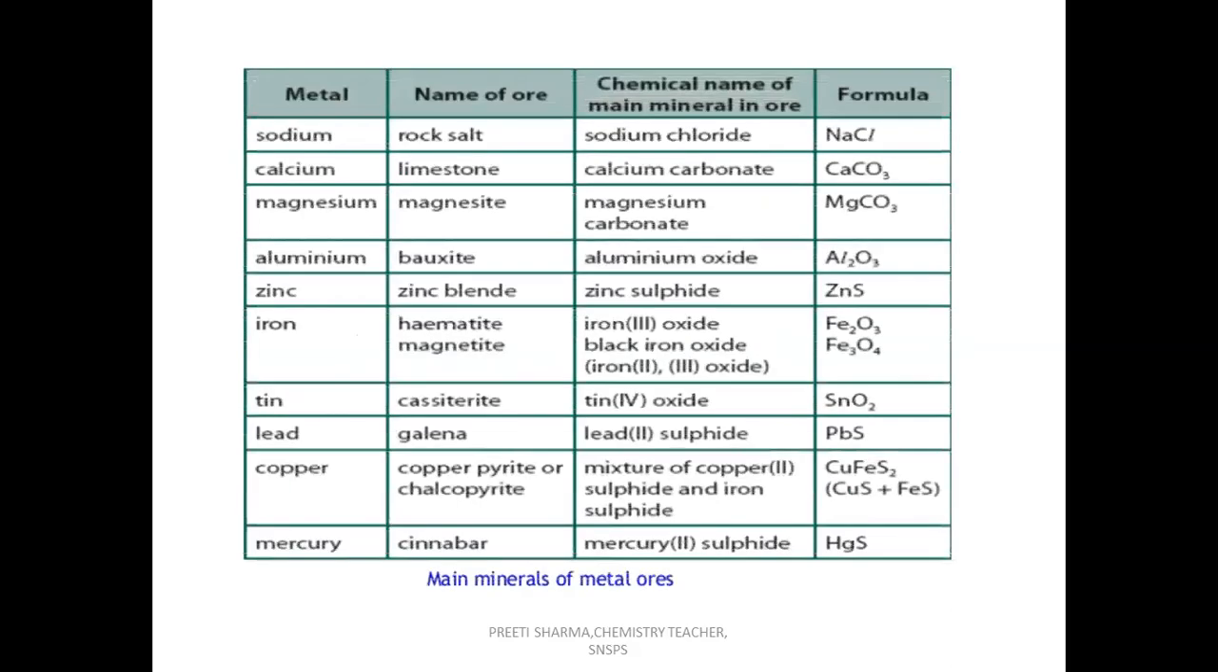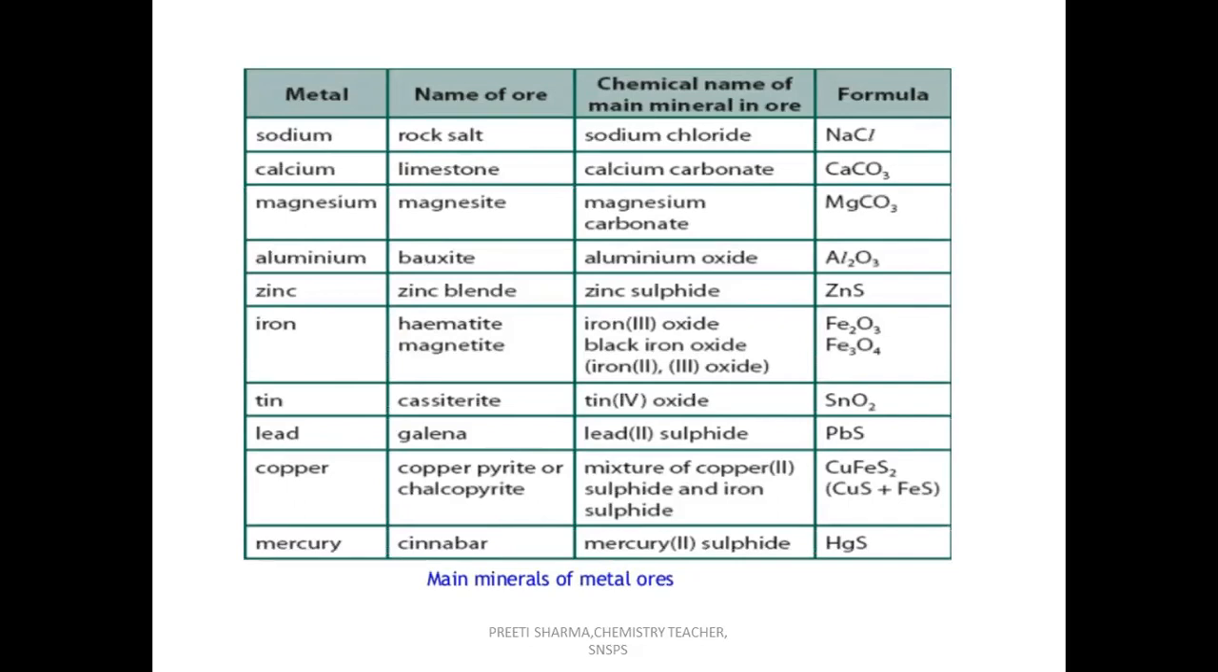So here is a table showing you the main minerals of the metal ore. For example, sodium is known to be rock salt. So the formula is NaCl, right? The name of the ore of this sodium metal is rock salt. And the name of the ore of calcium is limestone. The formula is given, calcium carbonate.